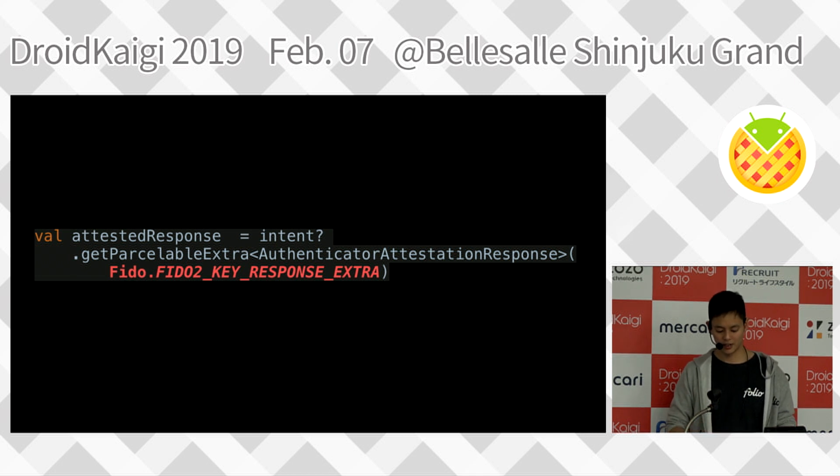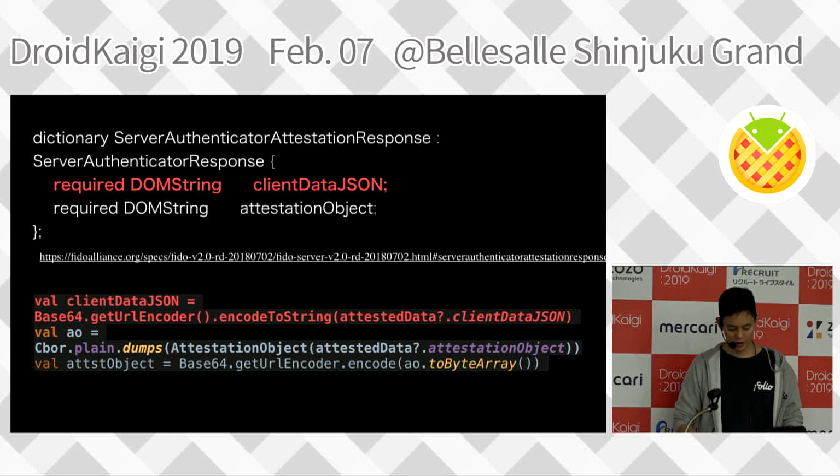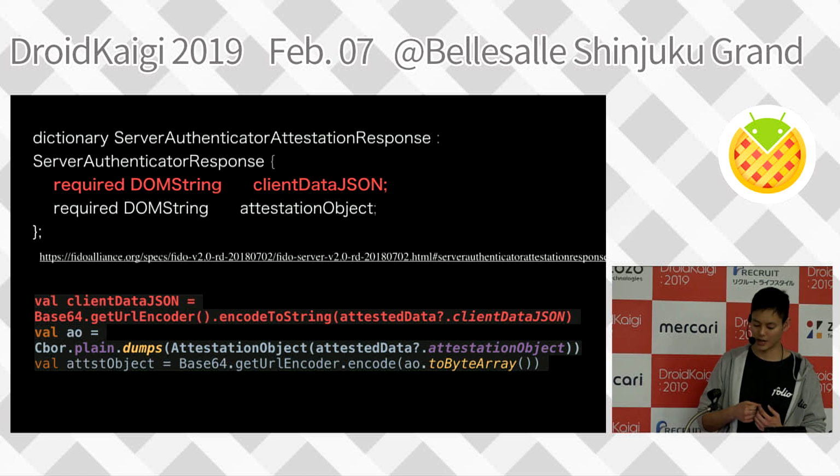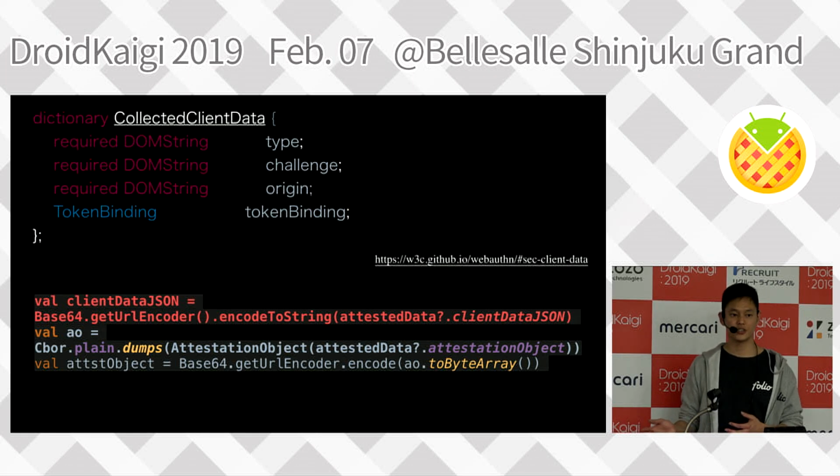That data is the class called AuthenticatorAttestationResponse. This response is mapped to the spec, well, the server AuthenticatorAttestationResponse, defined in the FIDO2 spec, which has two values, client data JSON and attestation object. Client data JSON is basically the JSON encoded data passed from the client. So it includes things like the challenge and the origin of the relying party sent to you.